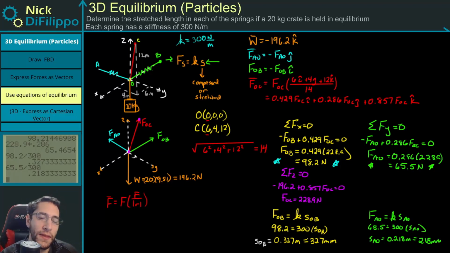So hopefully this helped with a 3D equilibrium problem. A little bit more interesting than most of the problems that you see with 3D equilibrium, where all three of the members are in 3D space and you have to solve for each of the tensions. In this problem, we were just trying to solve for how far these springs had been stretched in order to keep this system in equilibrium.